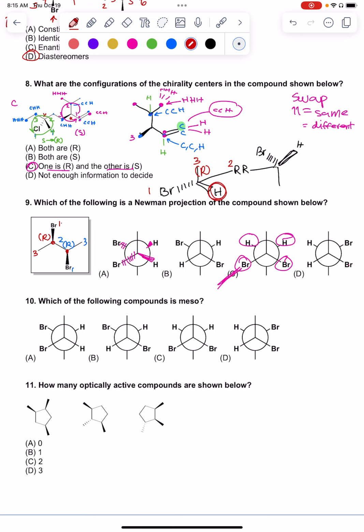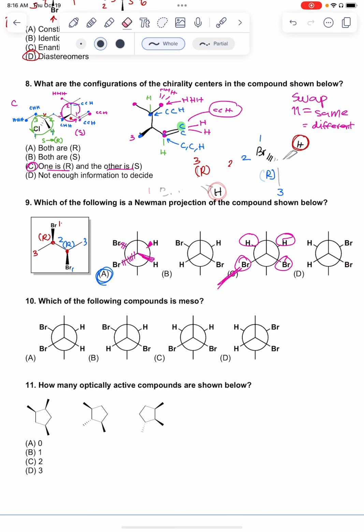All right, H is in the front again here, so we have to be careful. We've got 1, 2, 3. This looks S again, but this is R. So that's good. We've got the same configuration. So this one, for now, looks like the one I want to pick. But let's look at the other ones just to make sure.